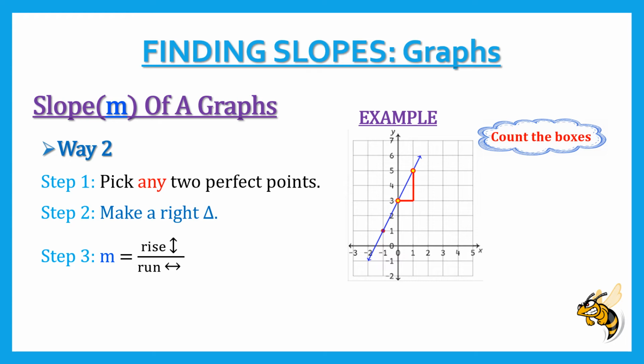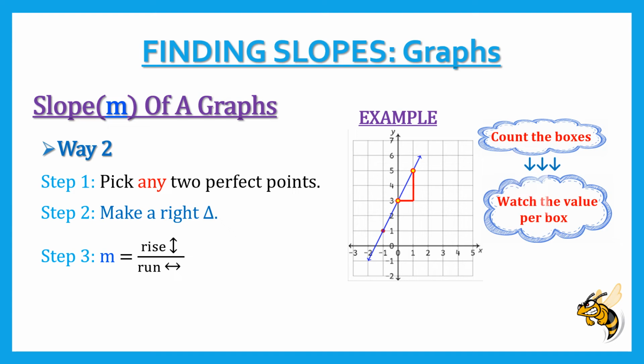We want to make sure that, for example, this is 0, 1, 2. So therefore each box is worth 1. So make sure you count the boxes and make sure you pay attention to the value per box. So in this case, it's 2 boxes. Each box is worth 1, so that is 2. This is 1 box that makes up the run. So therefore, it's 1 because it's a value of 1.